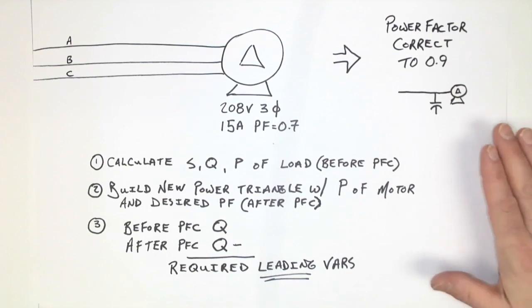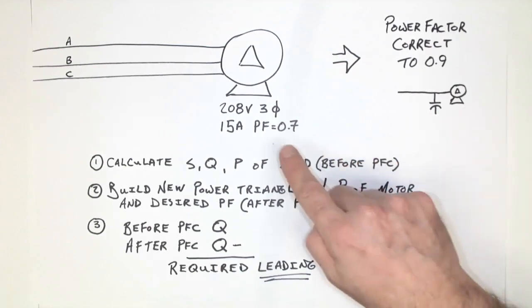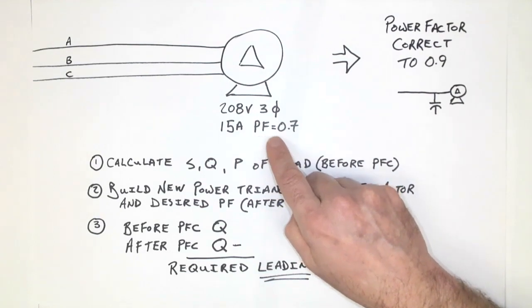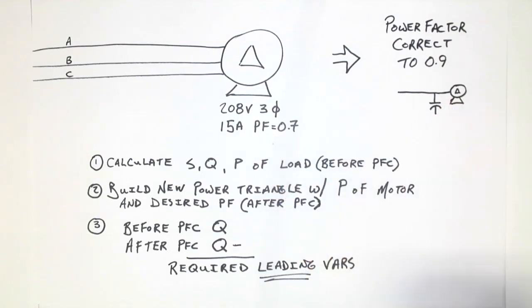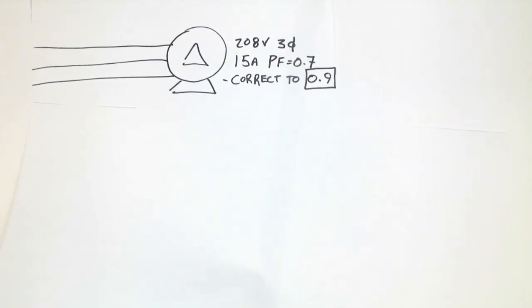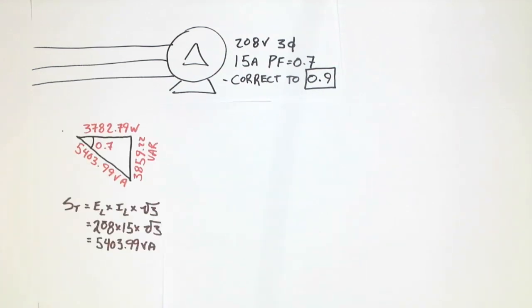Well, let's then apply this process to this example. 208 volt, three-phase, 15 amp, a power factor of 0.7, and we're going to power factor correct this to 0.9. First thing we need to do then is to calculate all of the values for our motor before power factor correction. So what that means is that we probably should calculate everything on a power triangle.